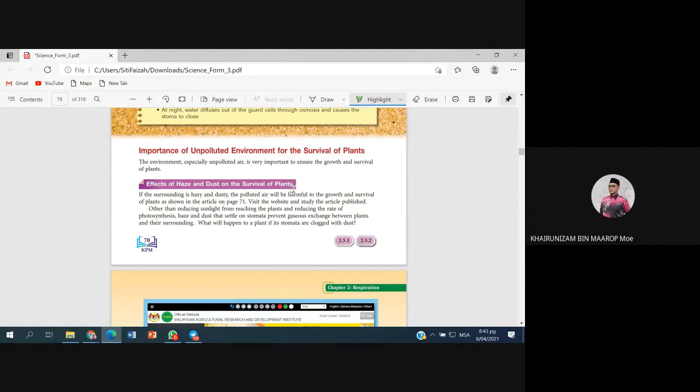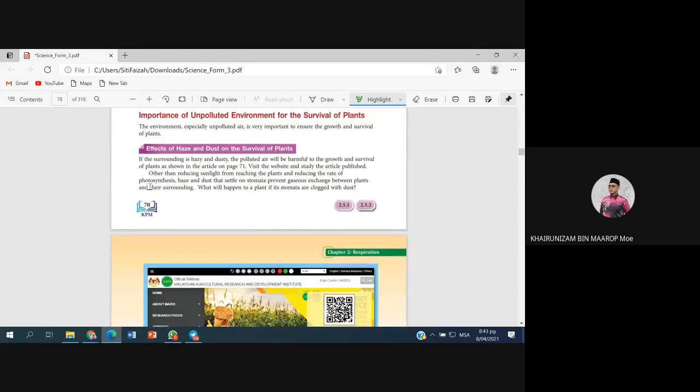Actually, air pollution does not only harm the health of humans, but also affects plants. Okay, why? Because if the surrounding is hazy and dusty, the polluted air will be harmful to the growth or survival of plants.